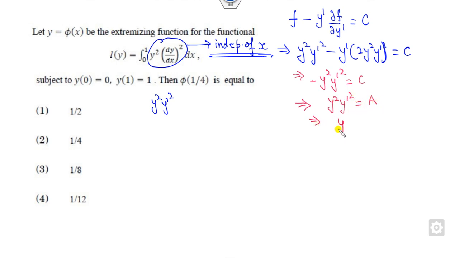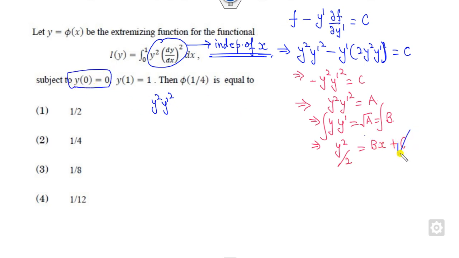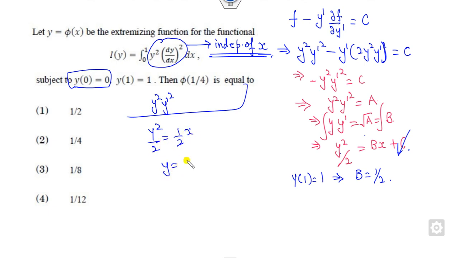So what is the meaning of that? I can take simply y dash is root of a, another constant, say b. So how can you integrate them? It is y square over 2, this is bx plus c. Fine. y of 0 is 0, it means c is 0. y of 1 is 1. What is the value of b? b is half. So what is my solution? Solution will be y square over 2 is half of x. So y is root x. This is the final answer.